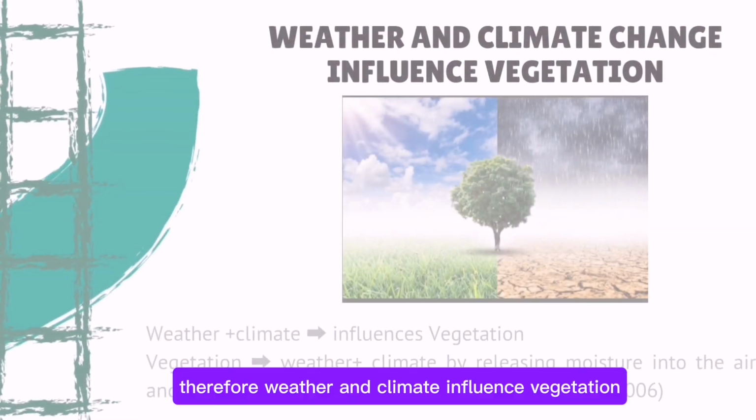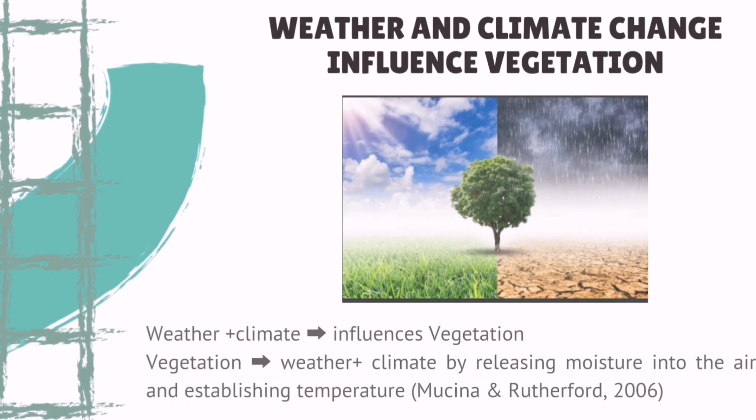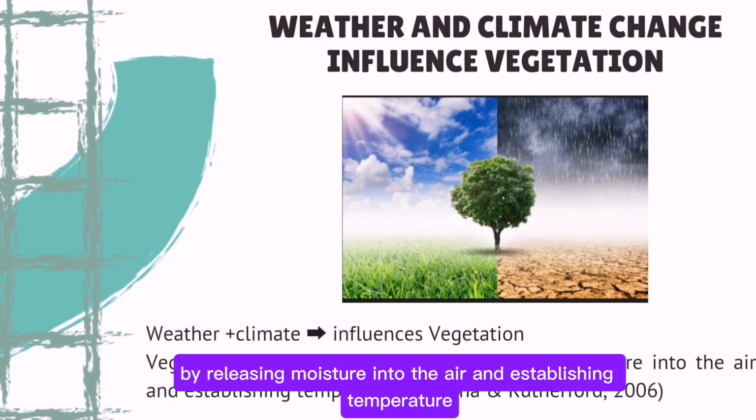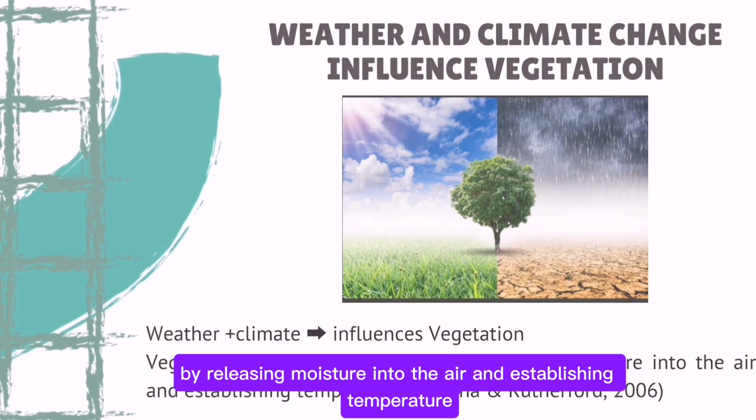Therefore, weather and climate influence vegetation. Vegetation is also connected to weather and climate by releasing moisture into the air and regulating temperature.